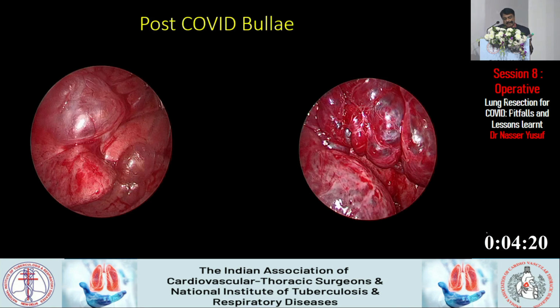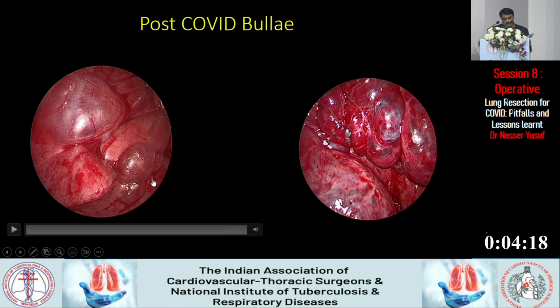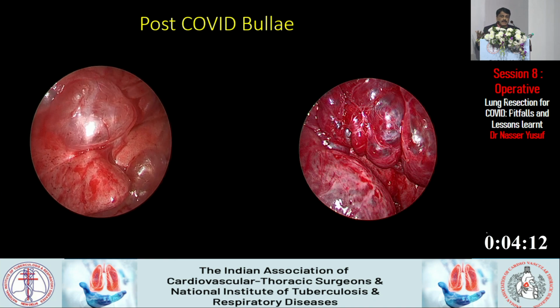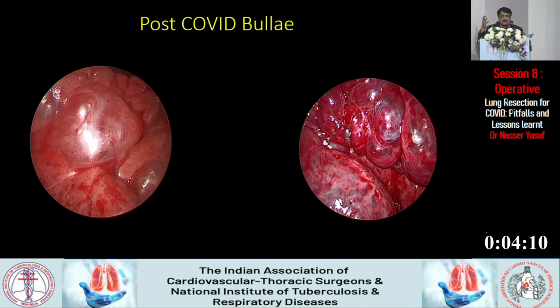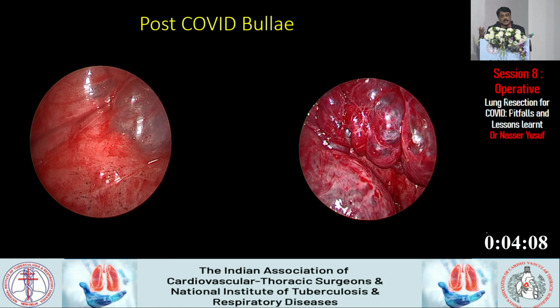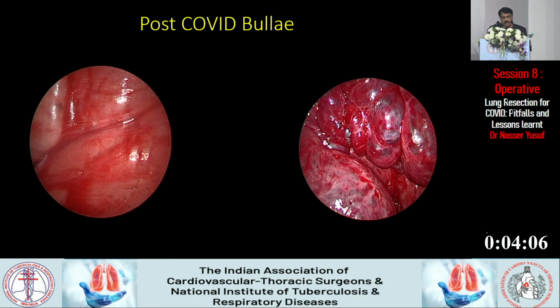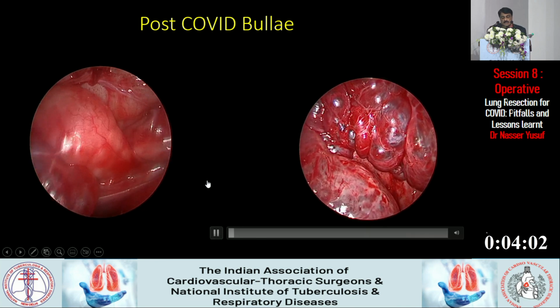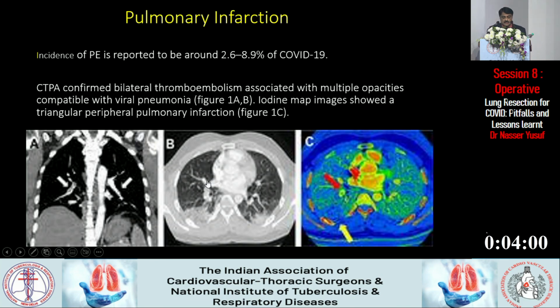However, in post-COVID lung, it's a rapid appearance, and it's multiple, almost replacing that particular lobe, and appears like a bunch of grapes. The challenge therefore is different.